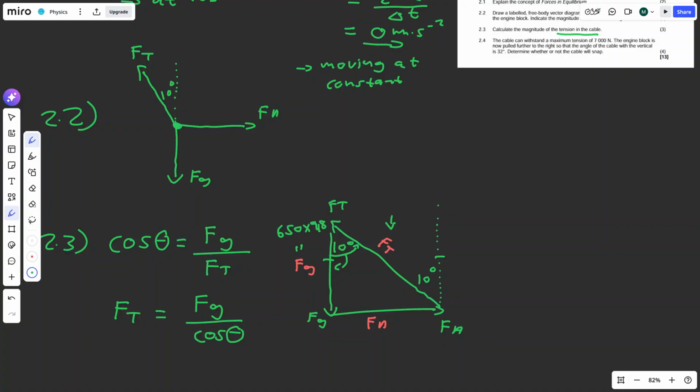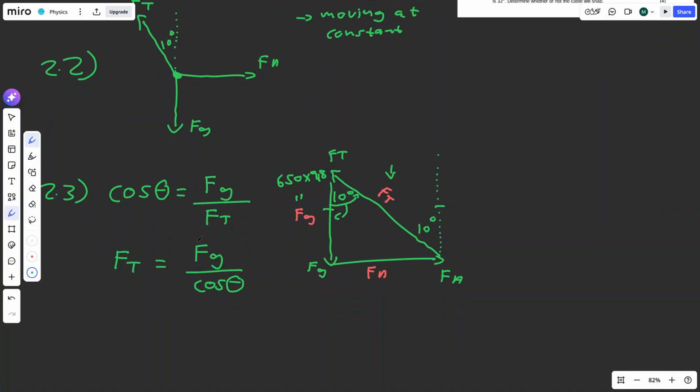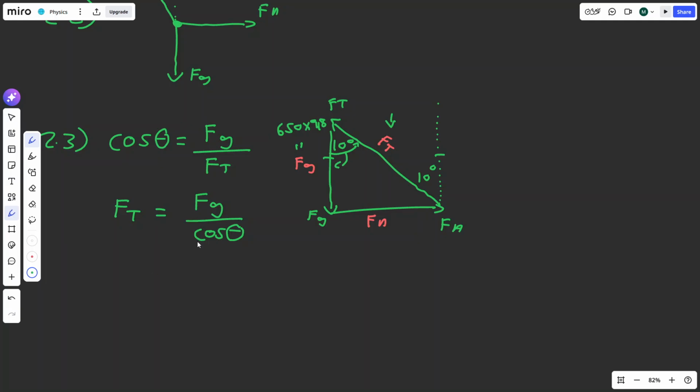So now we're making a bit of progress, okay? So lastly, we just need to plug in our values. So let us plug them in. We'll have F_g, which is equal to 650 multiplied by 9.8. Okay, the 650 is the mass of the object and 9.8 is the acceleration due to gravity, which is a constant. We then divide this by cosine of 10 degrees.